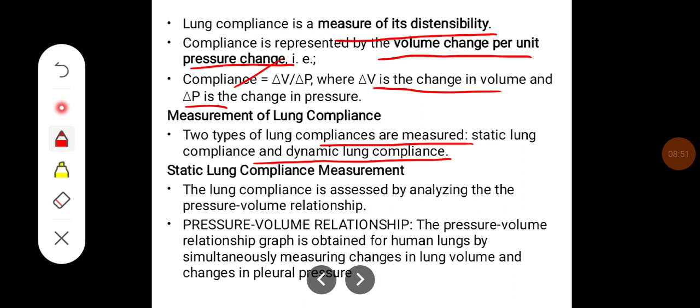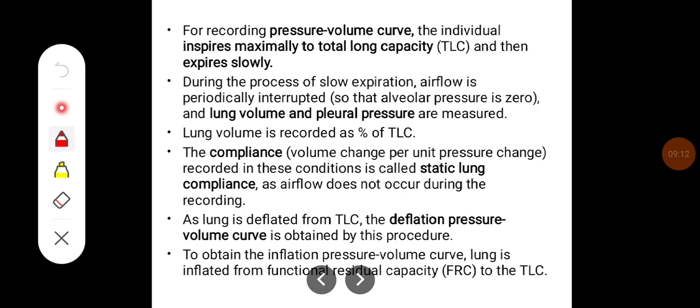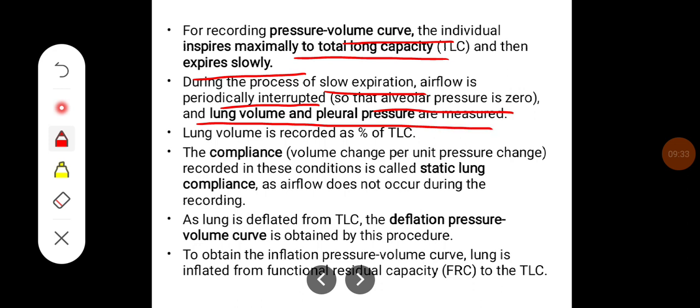For static lung compliance, the lung compliance is assessed by analyzing the pressure volume relationship. The pressure volume relationship is the graph obtained from human lungs by simultaneously measuring changes in lung volume and changes in the pleural pressure. For recording the pressure volume curve, the individual inspires maximally to the total lung capacity and then expires slowly. During the process of slow expiration, airflow is periodically interrupted so that alveolar pressure becomes zero, and the lung volume and the pleural pressures are measured.